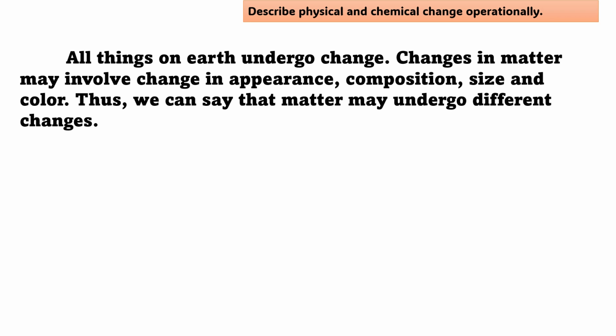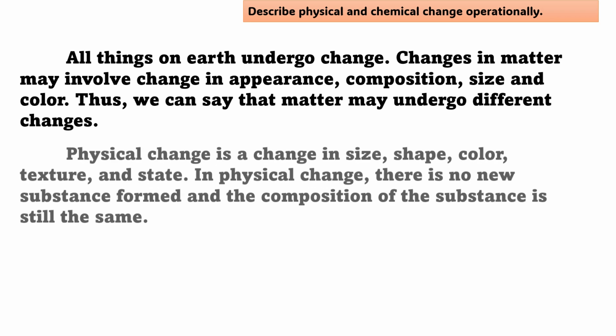Today in our grade 5 science, we are going to describe physical and chemical changes operationally. All things on earth undergo change. Changes in matter may involve change in appearance, composition, size, and color. Thus, we can say that matter may undergo different changes.